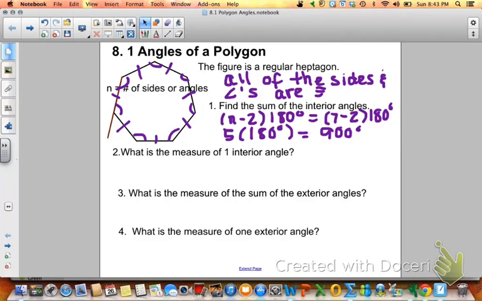Now if I want to find the measure of one of the angles, since all of the angles are equal, you take the sum and divide it by the number of angles, which is 7, the same as the number of sides. So that's how I get 128.57 degrees.